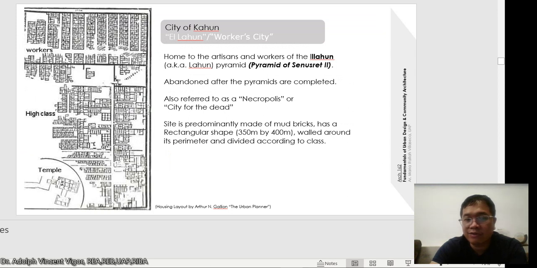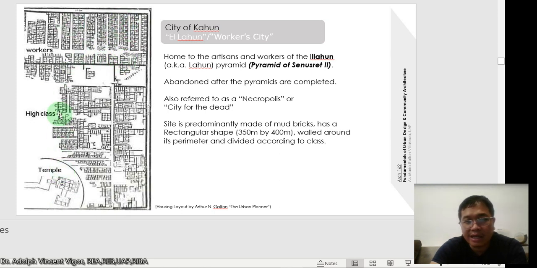So the city of Kahun, or worker city, is home to the artisans and workers of the Ilahon pyramid. That's the pyramid of Sinusret II. It was abandoned after the pyramid was completed. So it's also referred to as a necropolis or the city for the dead. The site is predominantly made of mud bricks, has a rectangular shape around 350 meters by 400 meters. It's walled around its perimeter. You can see that here, and divided according to class.